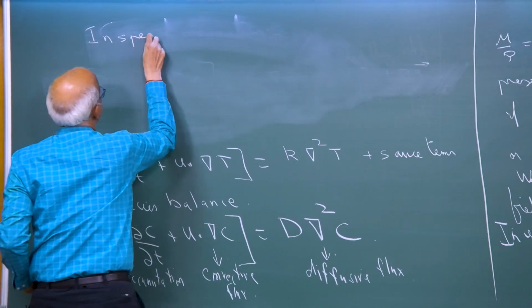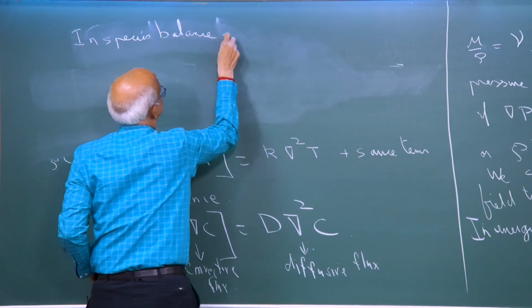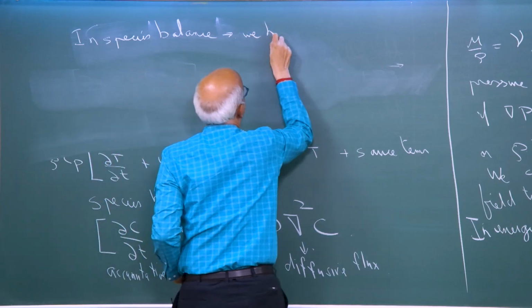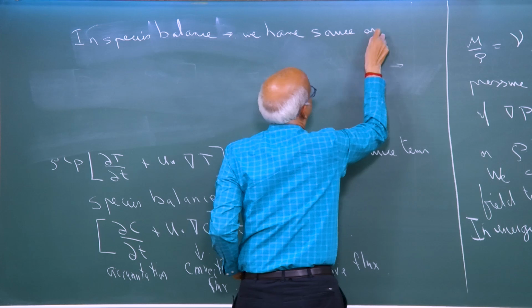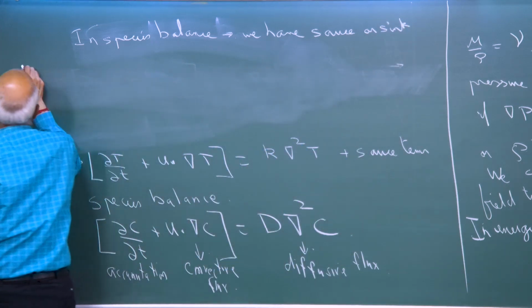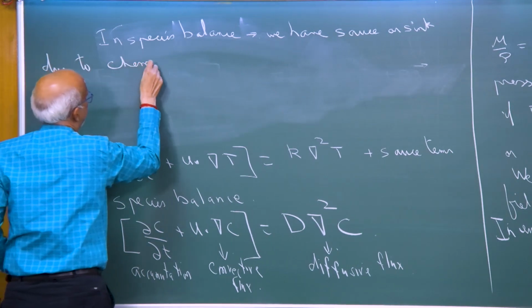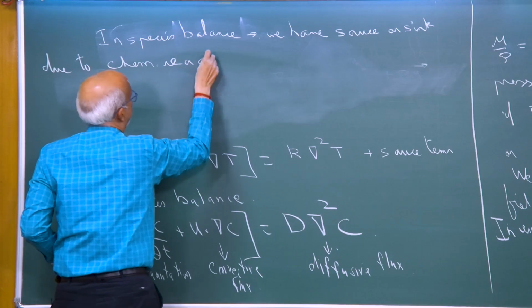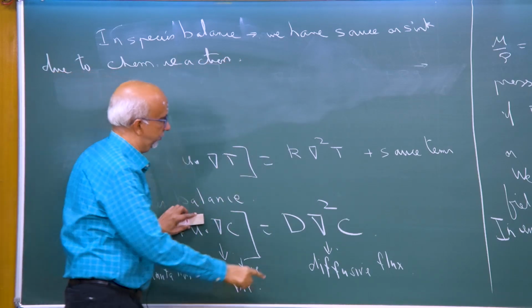Okay. So, in species balance we have the same thing. In the species balance, we have a source or sink due to chemical reaction. Okay. So, again you have a source term.